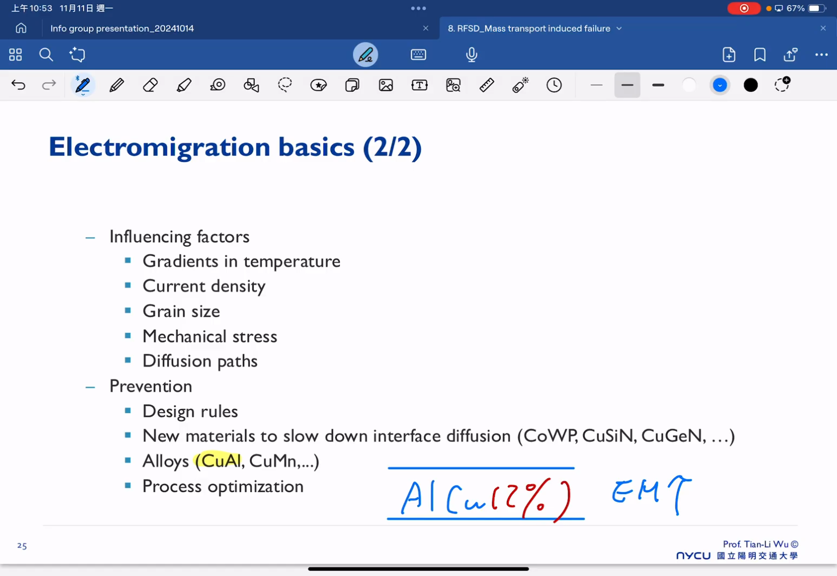So nowadays, for the university for sure, we still mainly use aluminum because it's an easy process, it's cheaper, and there's not much equipment requirement. But in the industry, it's very seldom to use pure aluminum. It mainly uses aluminum copper, but the copper is not 50%, it's only 2%, for the purpose of improving the interconnection reliability.